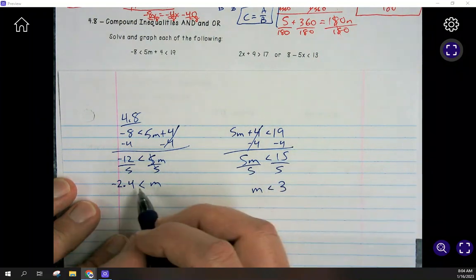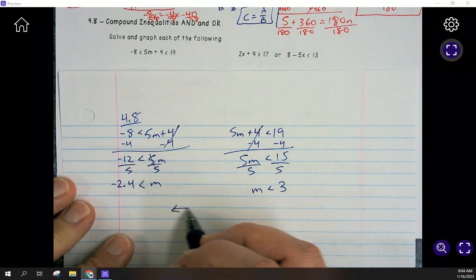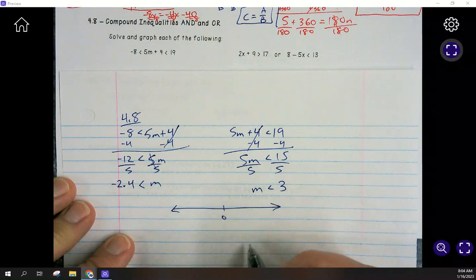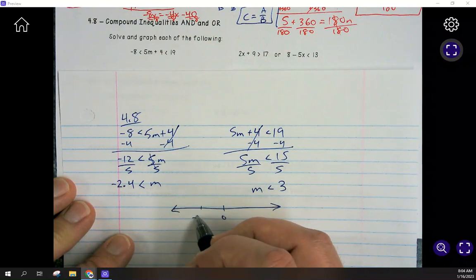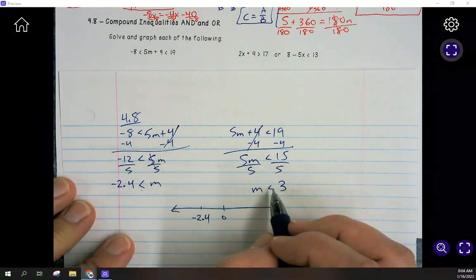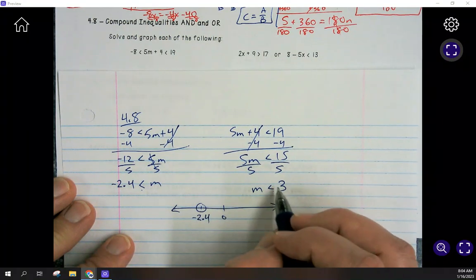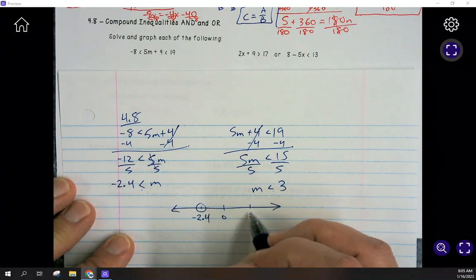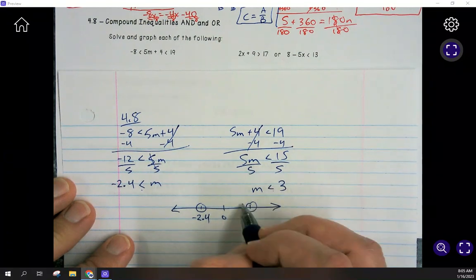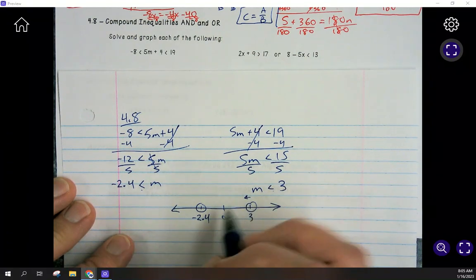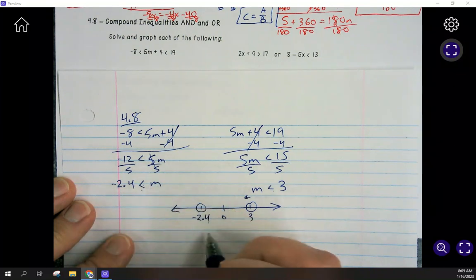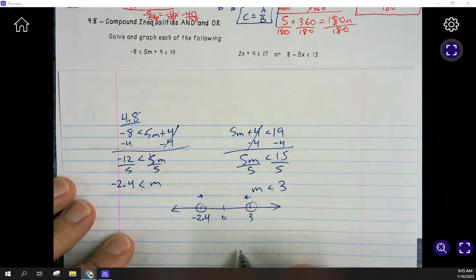So m is less than 3, greater than negative 2.4. Here's 0. Here's negative 2.4. Both of these are going to be open circles. They don't have the equal sign on them. Positive 3 is going to be up here somewhere. And this says less than, so we're going this way. This one says m is greater than, so we're going this way.